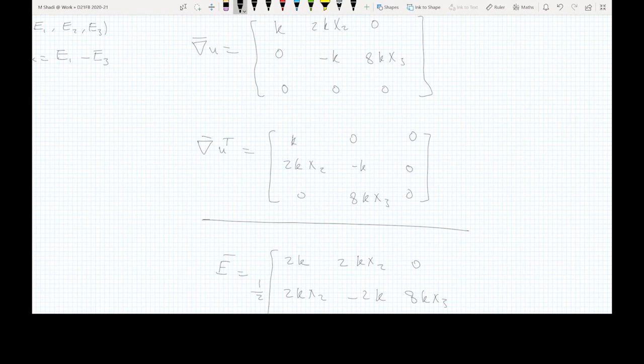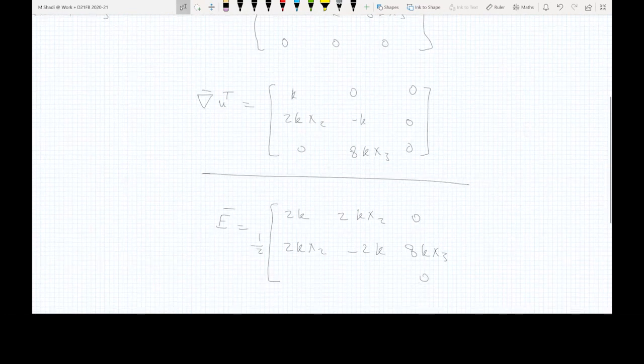Shift it slightly downward. And then 8kx3 is 8kx3. And finally 0 added to 0. I need to check that my strain tensor is symmetric, and this is symmetric. This one is equal to this one, and this one is equal to this one. So this is symmetric. I'll just divide by half. I remove all the 2's, and the 8 will become 4.